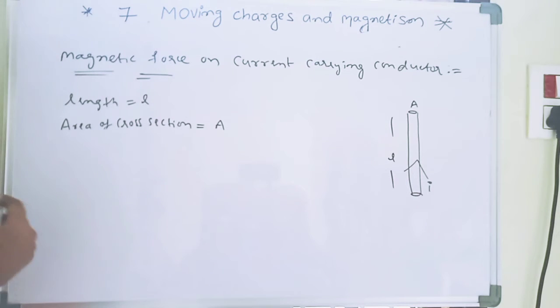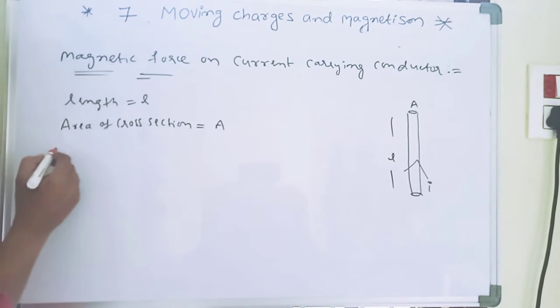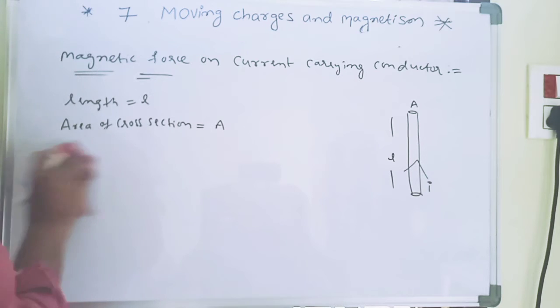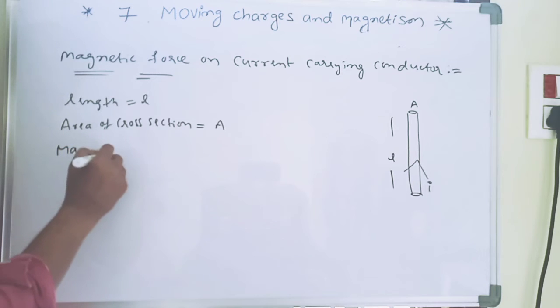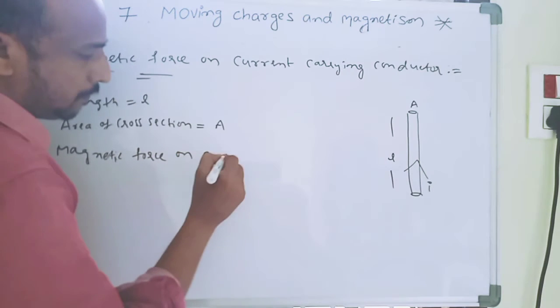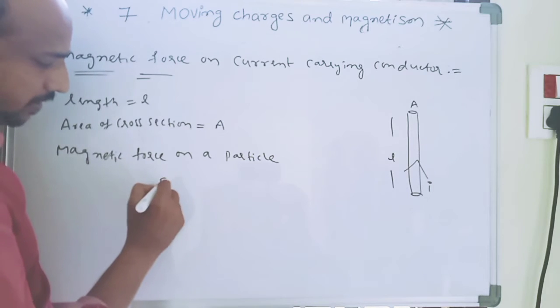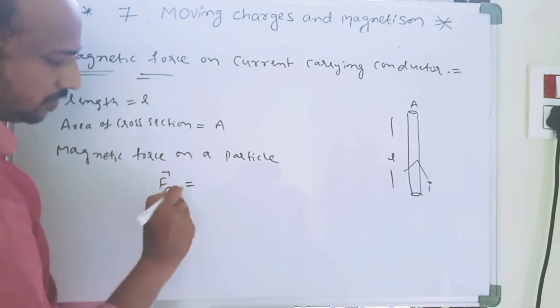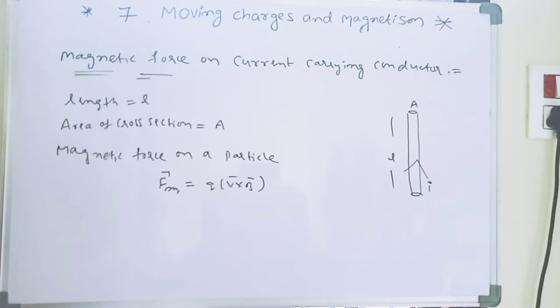So what is the magnetic force on a single particle? Just a single particle. I am writing here magnetic force on a particle. What is the magnetic force on a particle? Already we have discussed it. Magnetic force on a single particle, Fm is equal to Q into V cross B.